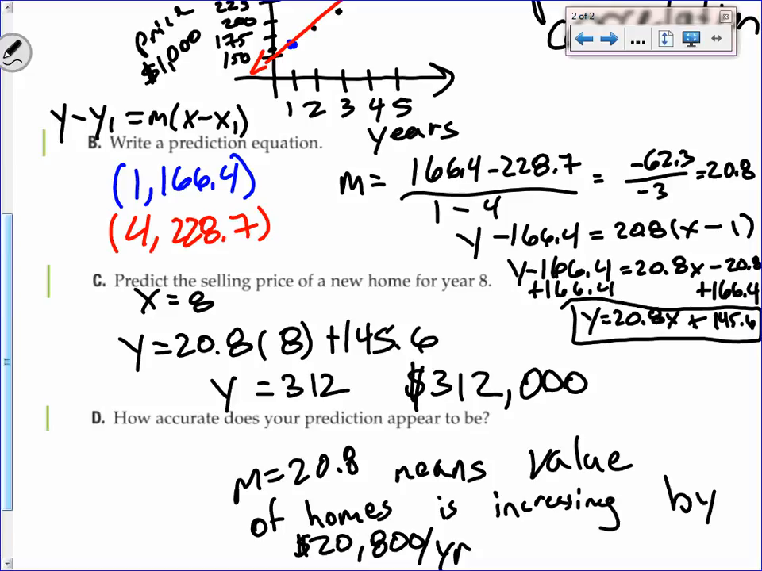Is that insane? Right now, I would say that doesn't make a whole lot of sense. It doesn't appear to be very accurate. Actually, home prices have dropped since 2008 at least. They might be bouncing back a little bit now. So I don't think they're increasing at that rate.